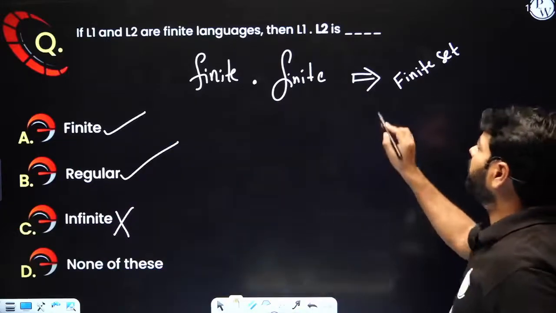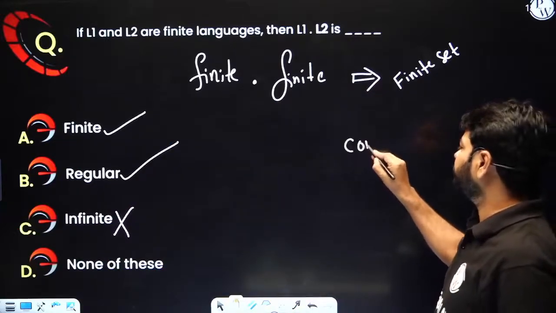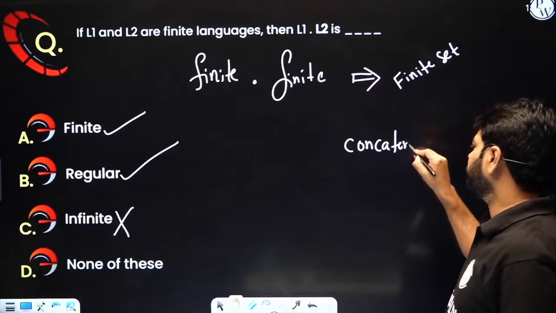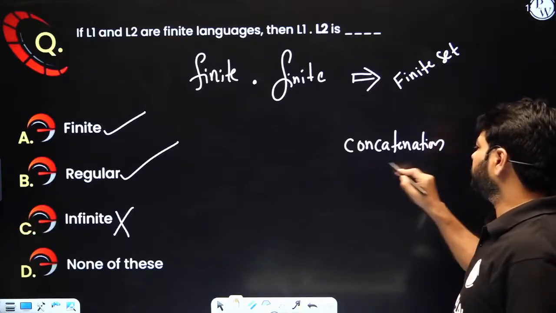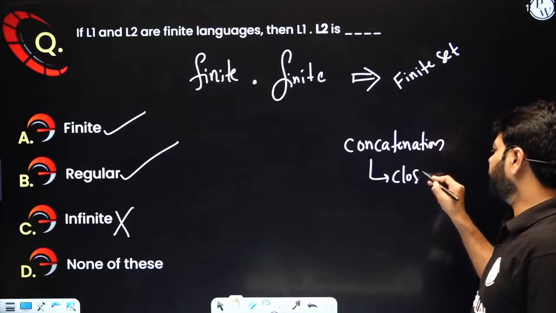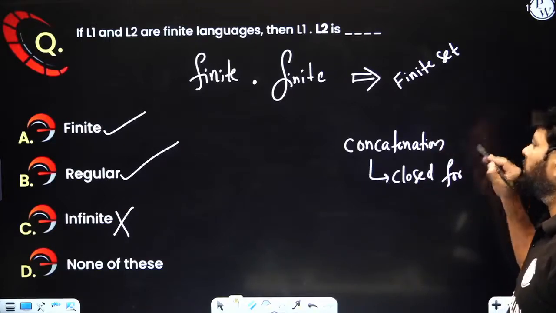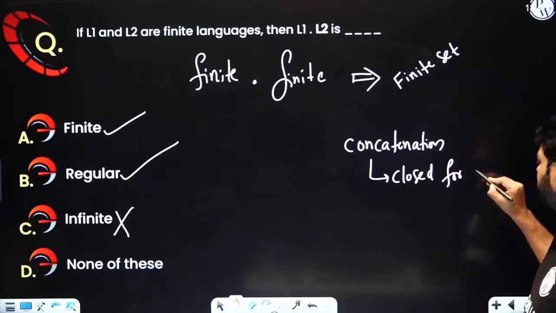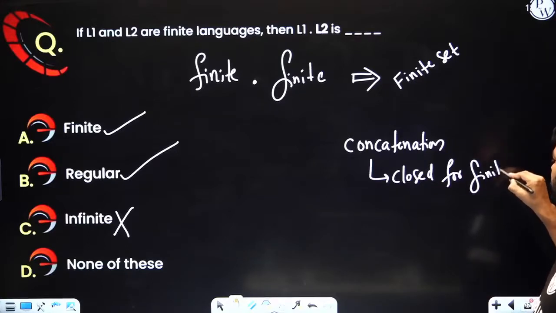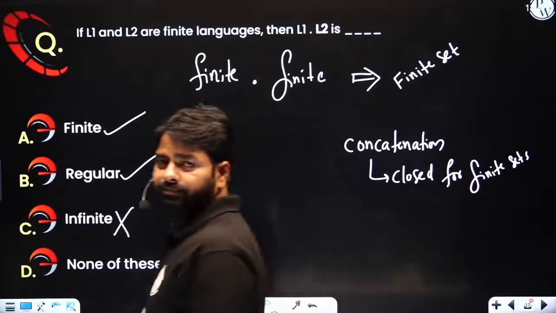So I can say concatenation is closed. Closed for which domain? Closed for the domain of finite languages. So closed for finite sets.